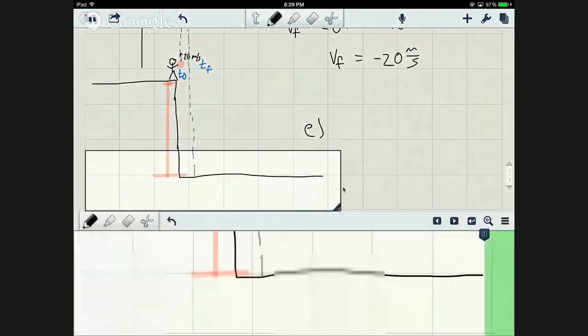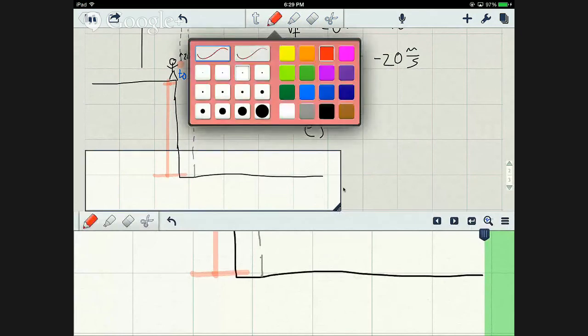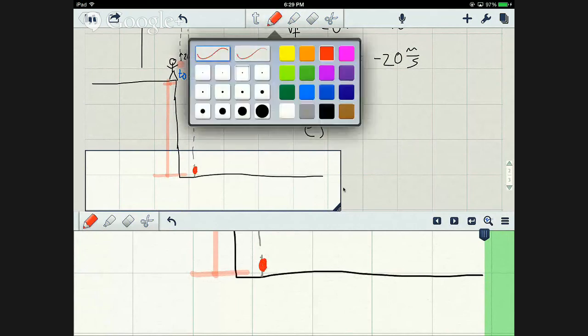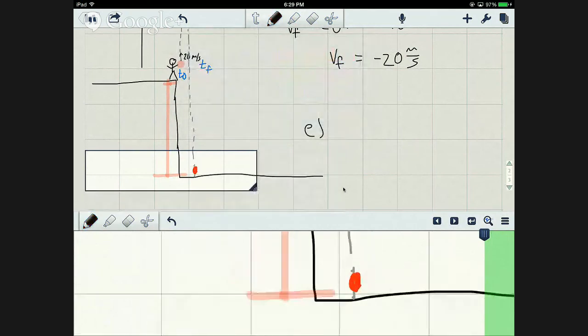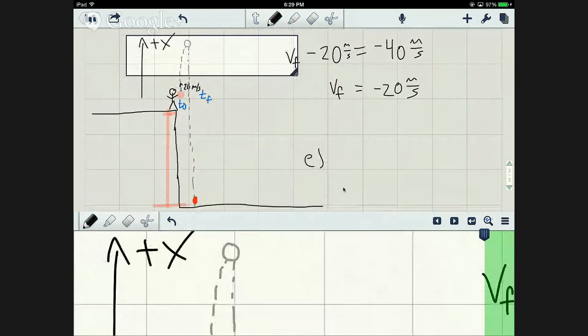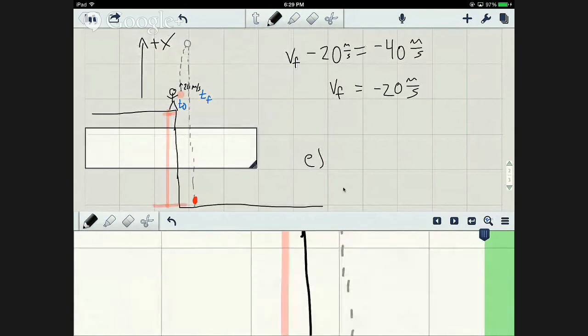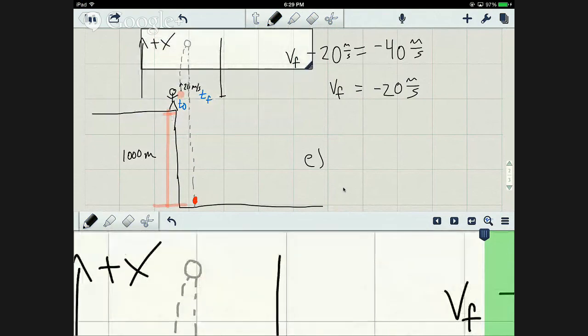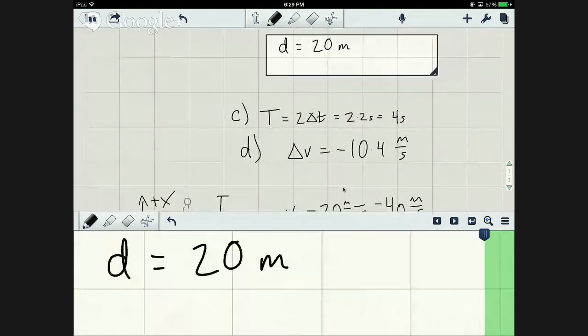Now, we're looking at an instant right before the ball hits the ground. So the ball is down here right before, even closer than that, just before the collision, a millisecond. What we do know is that this is 1,000 meters, and from here to here is this amount, 20 meters.